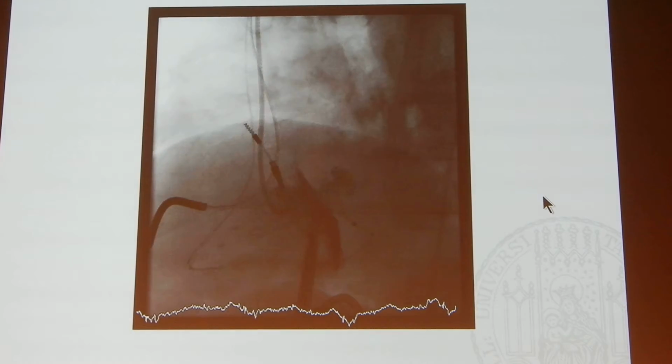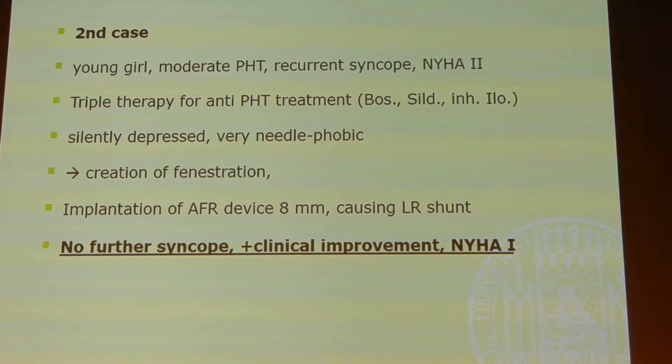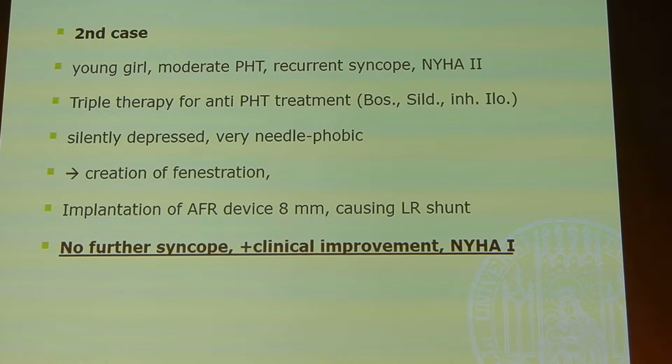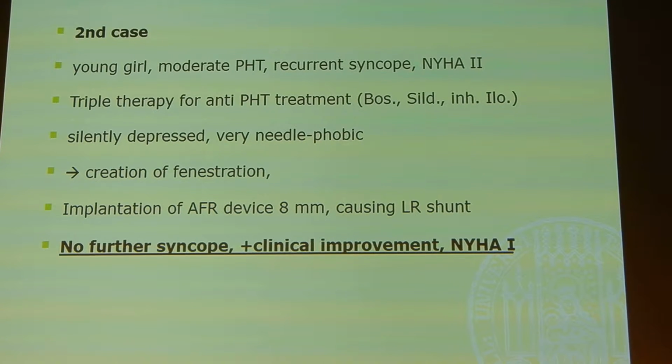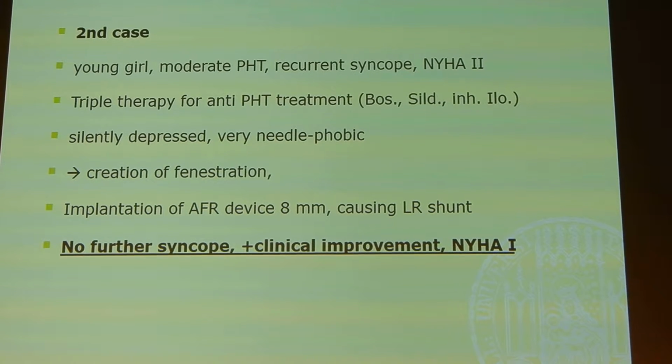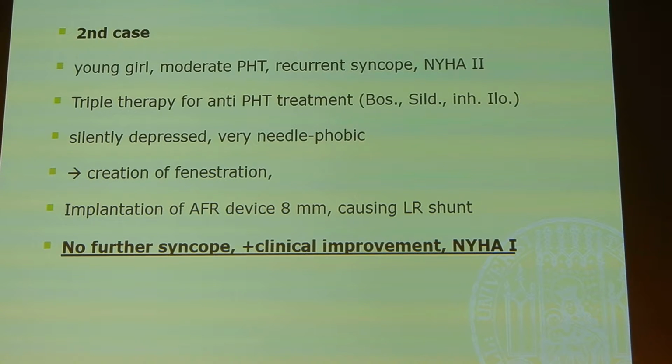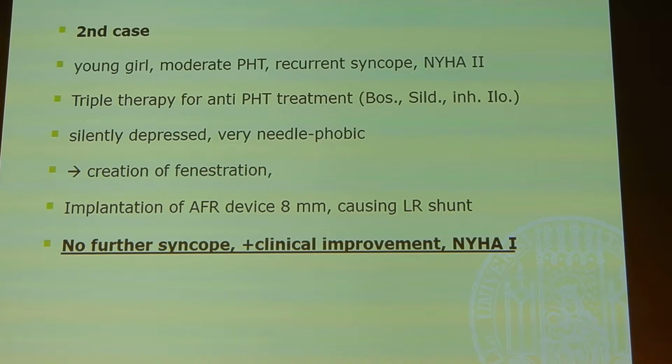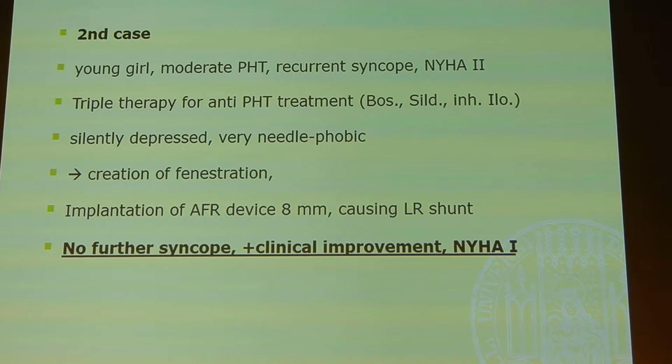The second case is a young girl, 8 years old, with moderate pulmonary hypertension on catheterization, but recurrent syncope in functional state 2. She had reduced exercise tolerance and was silently depressed, very needle phobic, had triple therapy for pulmonary hypertension, which included Bosentan, sildenafil, and inhaled iloprost. We created a fenestration by gradual balloon dilation, and this was followed by implantation of an AFR device of 8 millimeters, causing a left to right shunt.